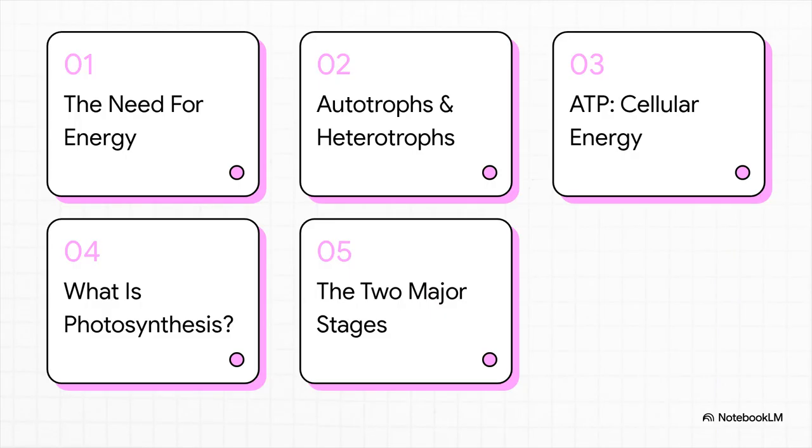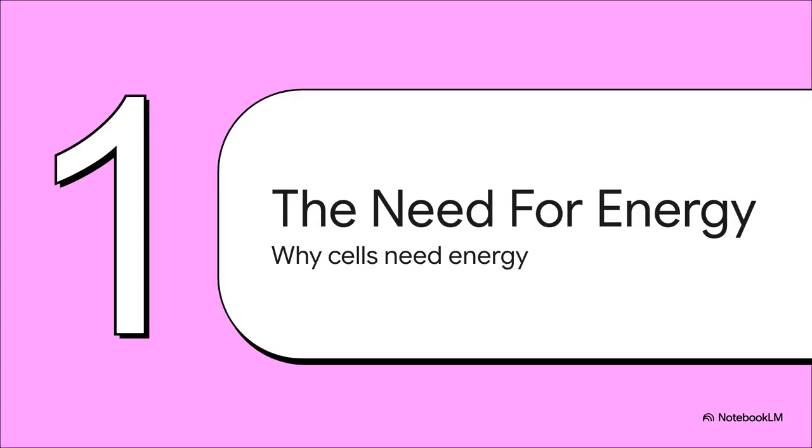We'll be covering 1. The need for energy. 2. Autotrophs and heterotrophs. 3. ATP, cellular energy currency. 4. Understanding photosynthesis. And 5. The 2 major stages. Okay, let's dive into this first section, the need for energy.